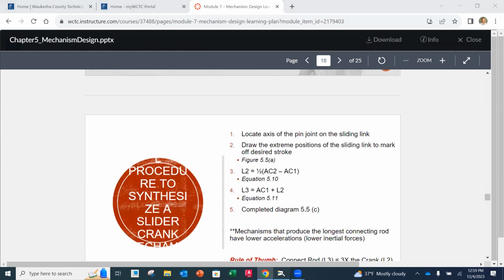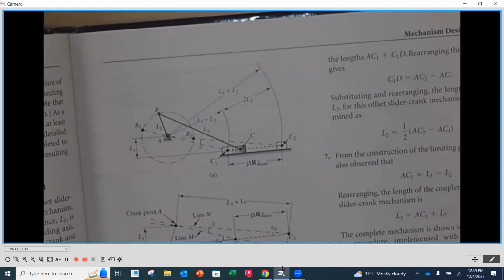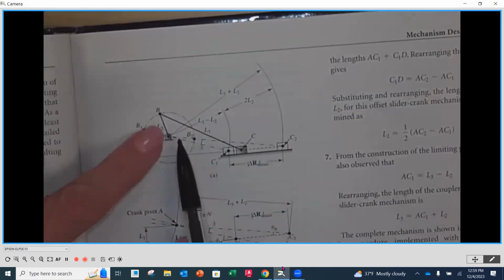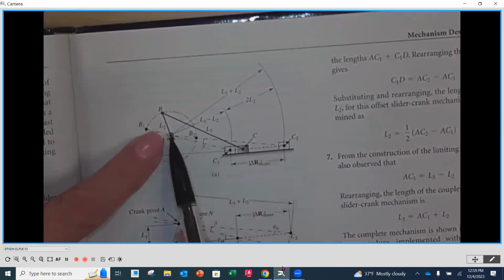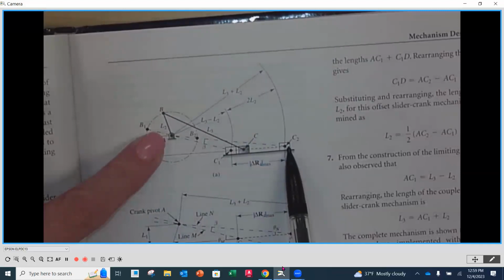If we go back underneath here and we look at the offsets that we have, you'll notice that they're giving us some ideas of how we're going to lay this out. So when we have our extreme position, for instance, this distance from the center is going to be equal to L3 plus L2 all the way out. And that's as far as that's going to go out.